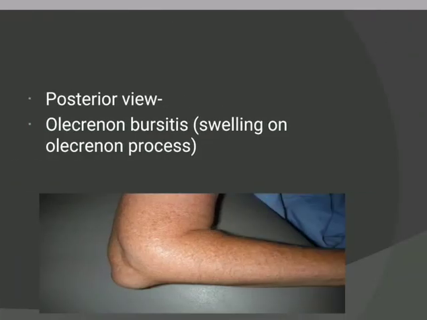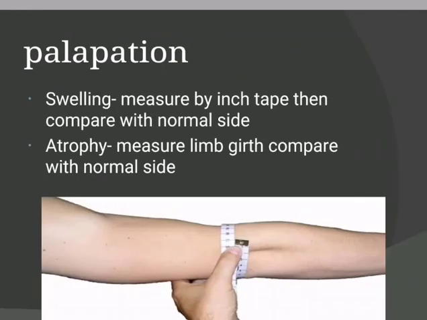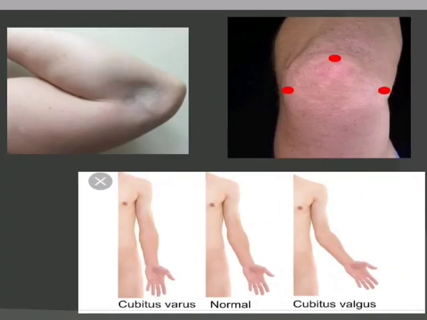Then in the posterior view, you can see olecranon bursitis, swelling of the olecranon process. And a triangle sign, which I missed, sorry. The triangle sign: at 90-degree elbow flexion, the olecranon process of the ulna and the medial and lateral epicondyles form a bony triangle, called the triangle sign. So the whole elbow consists of this triangle sign.